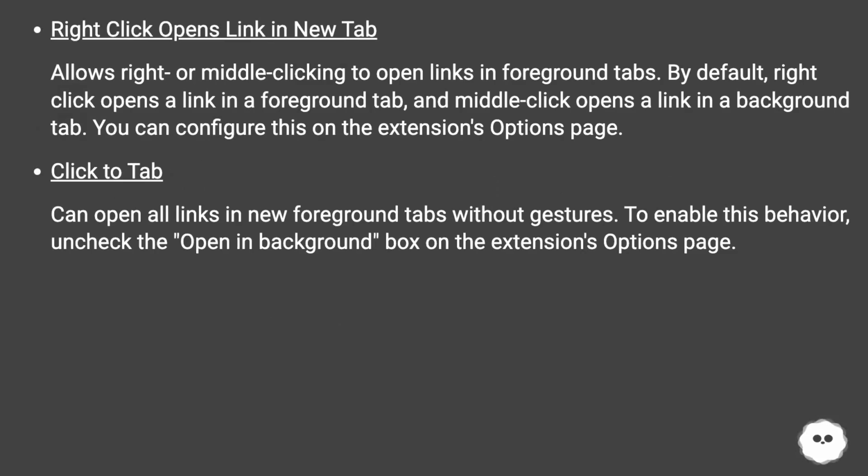Right-click opens link in new tab. Allows right or middle clicking to open links in foreground tabs. By default, right-click opens a link in a foreground tab, and middle-click opens a link in a background tab. You can configure this on the Extensions Options page.